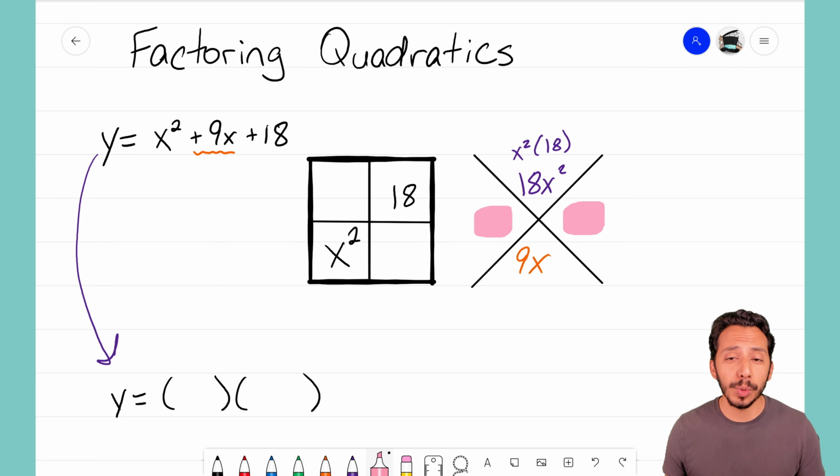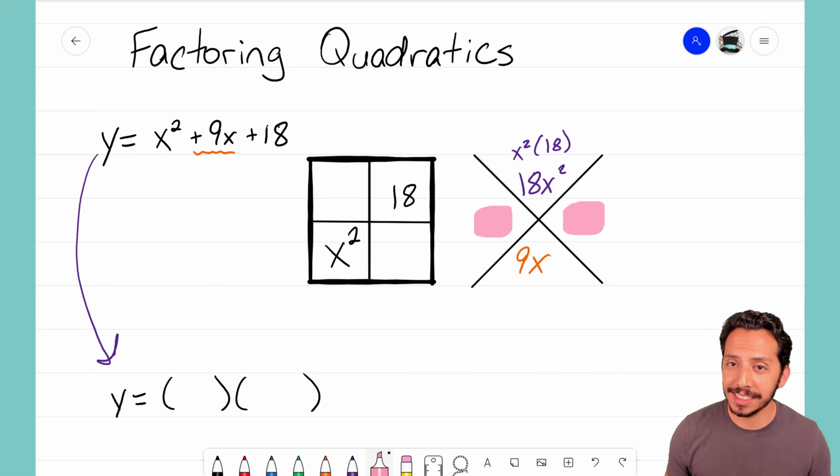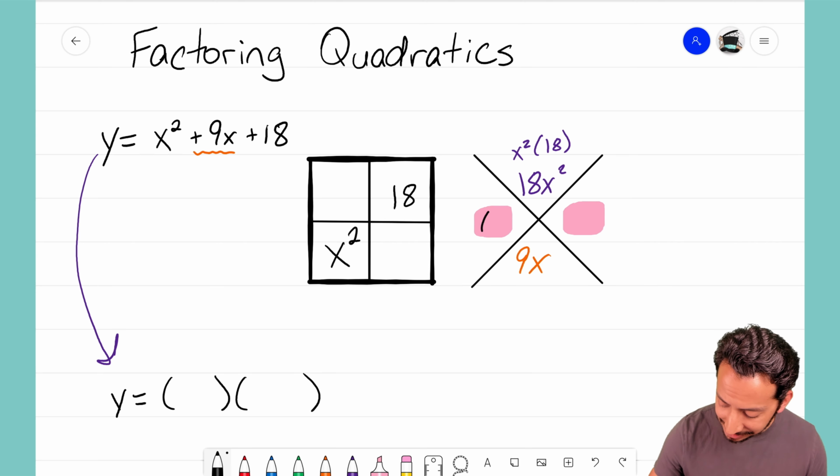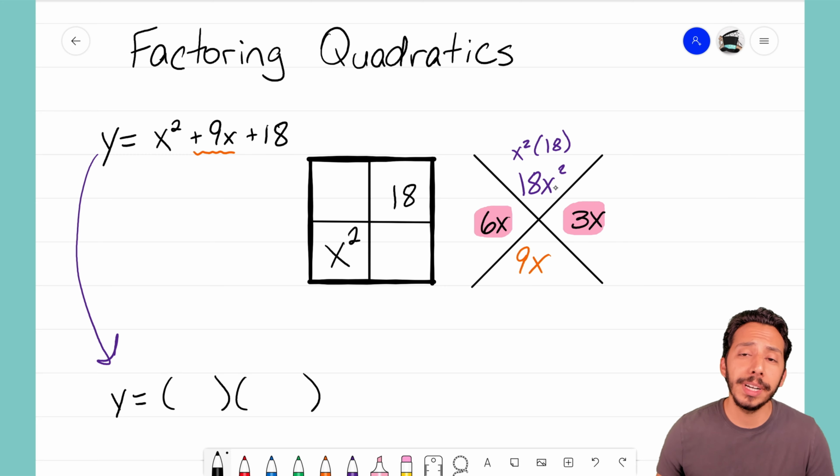That's how diamond problems work, and it's a great way for you to understand how we're coming up with those two terms. So now what we have to do is think about two terms that will multiply to 18 and will add to 9. And I think two terms that will do just that are 6x and 3x. Because 6x times 3x does give you 18x squared, and 6x plus 3x gives you 9x.